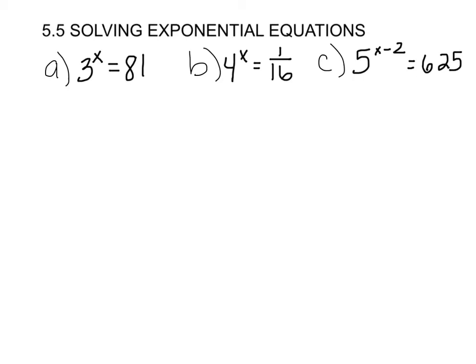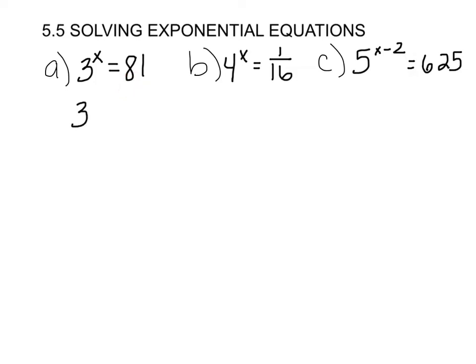So the first thing you have to do, and we'll get to our key concept in a minute, is you have to make the base on the left equal to a base on the right. So in part A, it says 3 to the x power equals 81. 3 to what power will give you 81? Now most of you could probably figure this out in your head, but the base here is a 3. The base over here needs to be a 3. So we have to rewrite 81 with a base of 3.